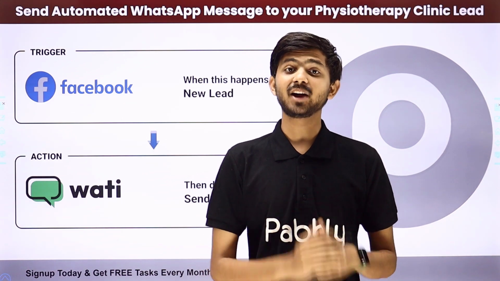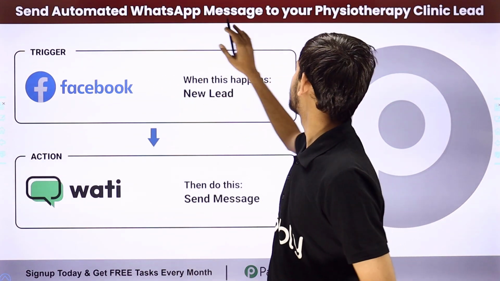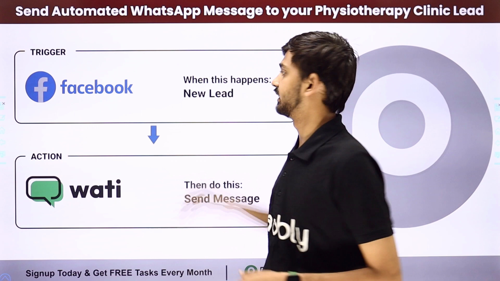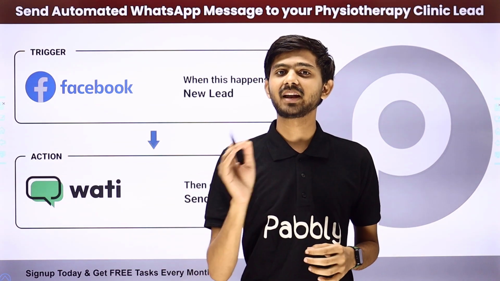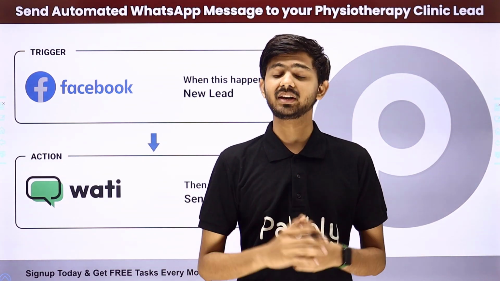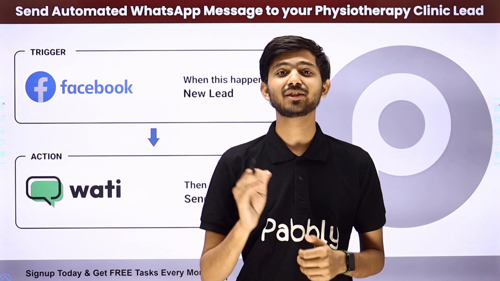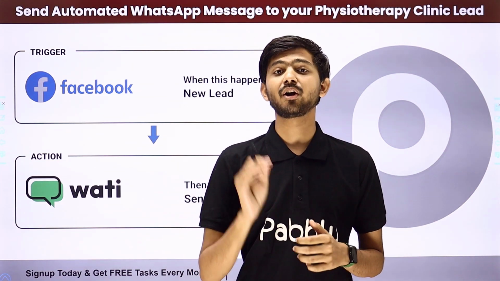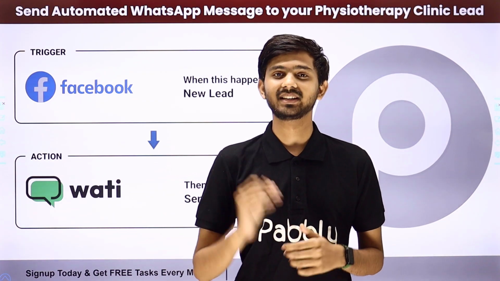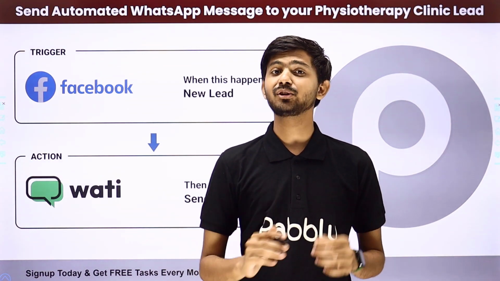Hello everyone, today our topic is how to send automated WhatsApp messages to your physiotherapy clinic leads. Suppose I'm running a physiotherapy clinic and I'm getting a lot of Facebook leads. Whenever I get a new Facebook lead, I want to send an automated WhatsApp message to that particular lead. For sending the message, I'm going to use Vati.